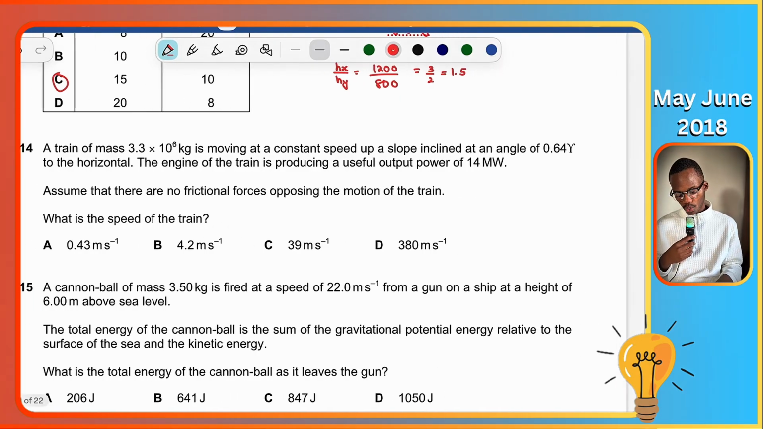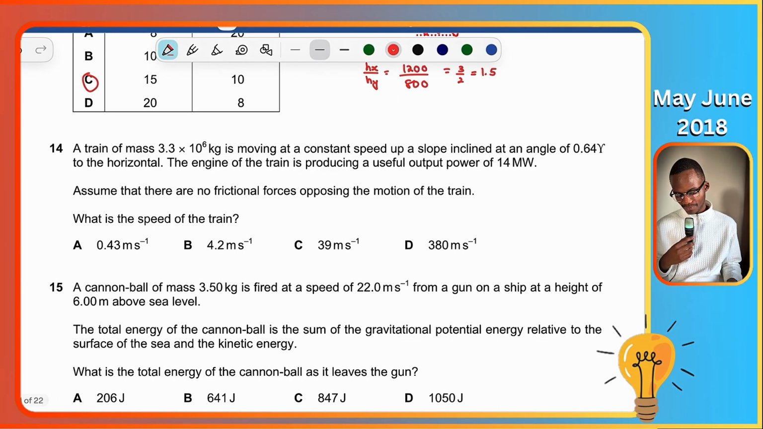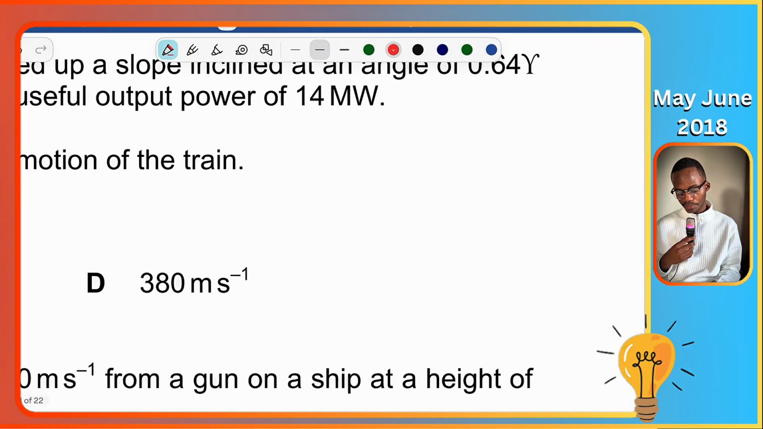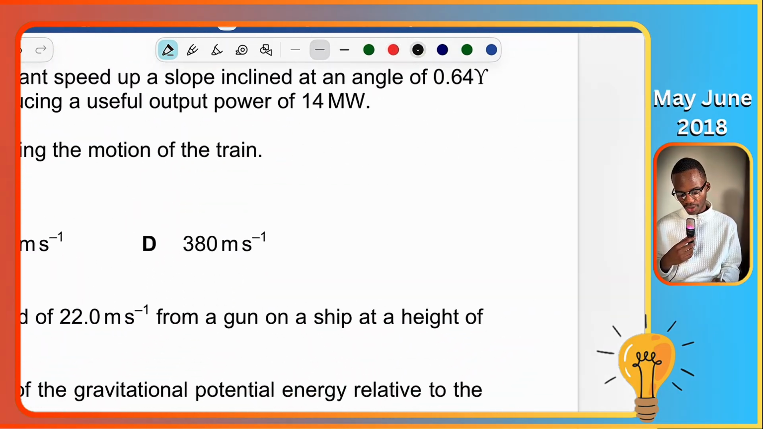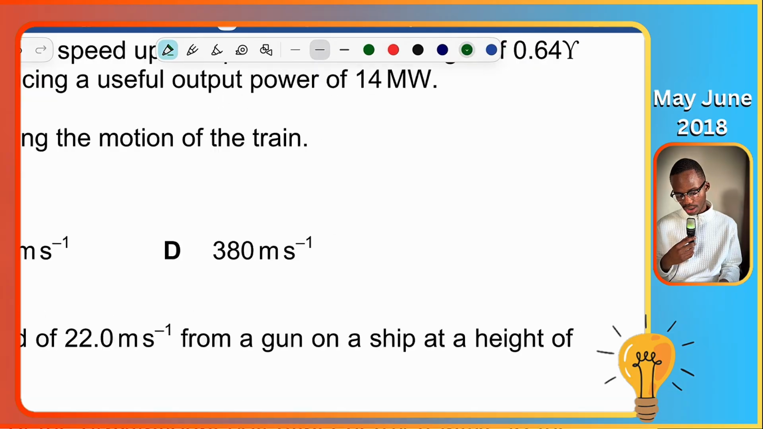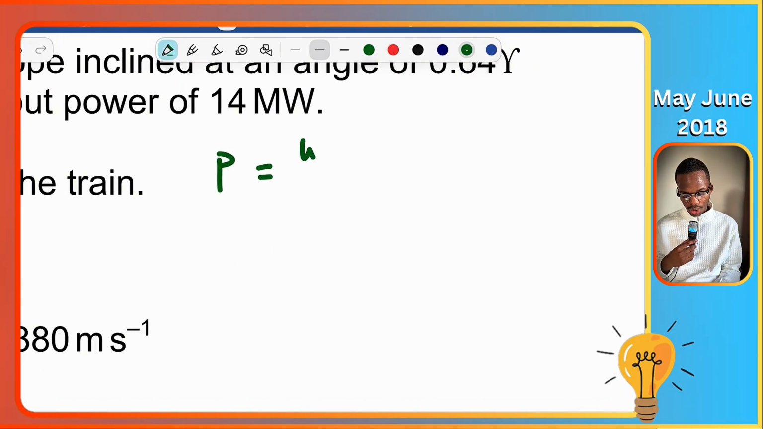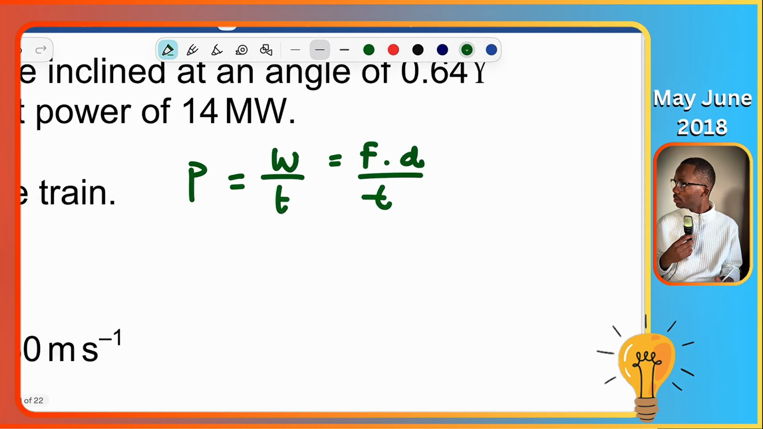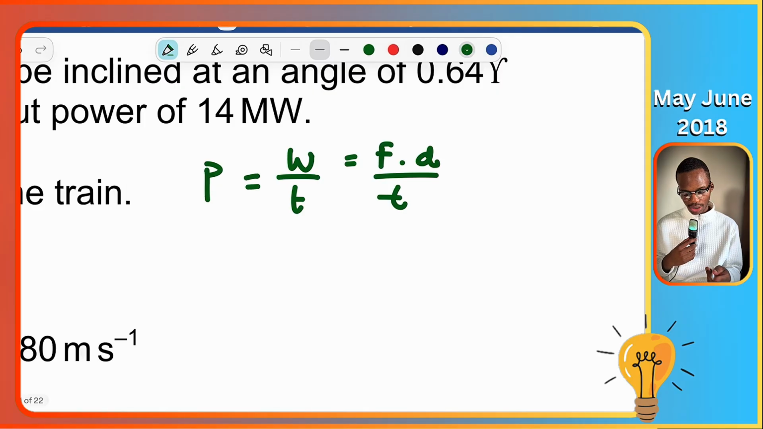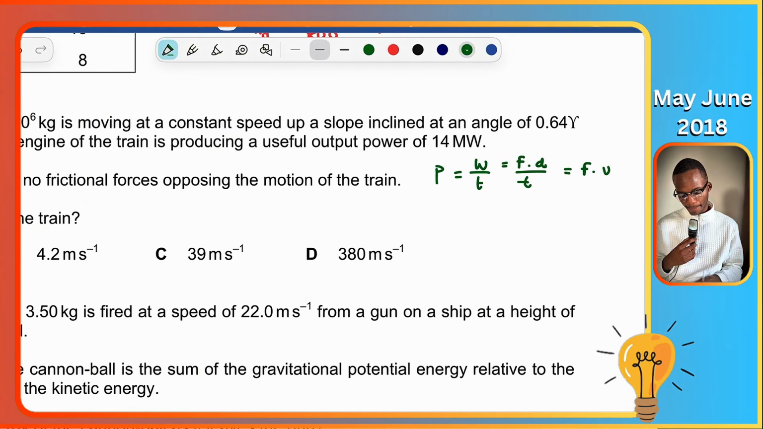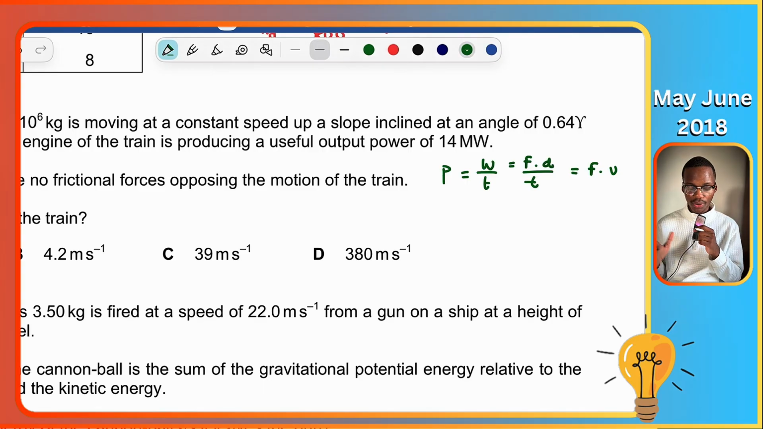Okay, so where do we even start? Very good question. It's very important for you to keep an open mind. Power is equal to work done per unit time. Work done is force times displacement, divided by time, and displacement over time is velocity. So power is equal to force times velocity. If we can find the force that this train is experiencing and multiply by its velocity, we can find the power.